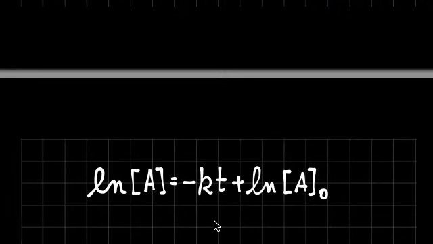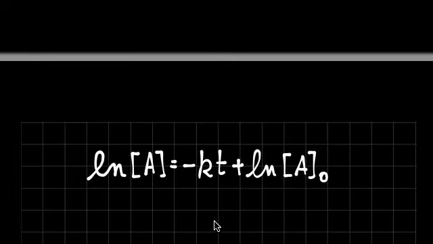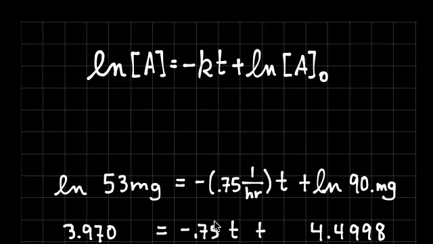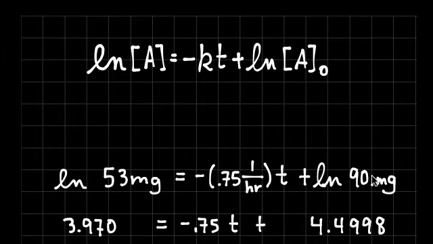So again, if it was first order, I take my favorite equation for first order decay reactions. The storyline was she took a 90 milligram tablet. We're wondering how much time it will take for that 90 milligrams to decay into 53 milligrams. And the constant, 0.75, did I get that right?